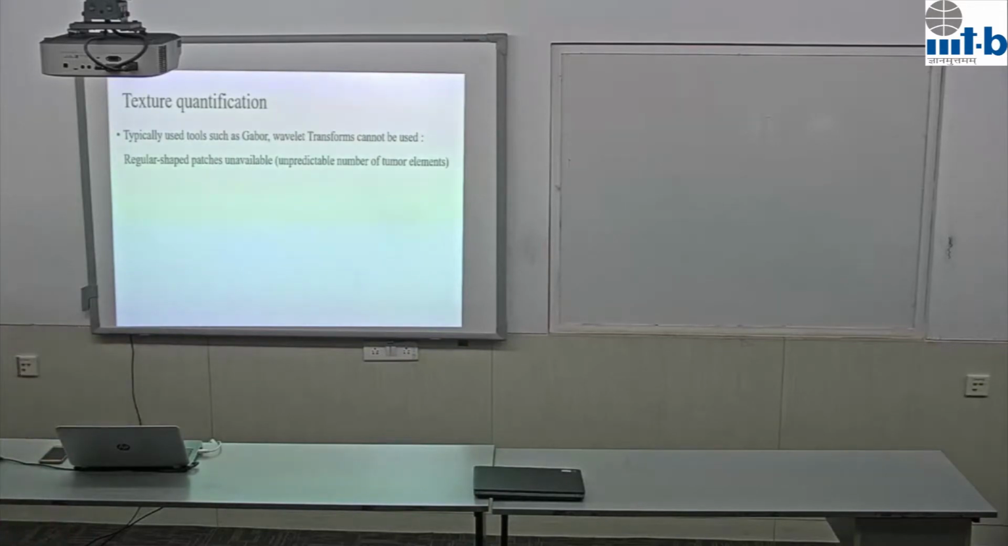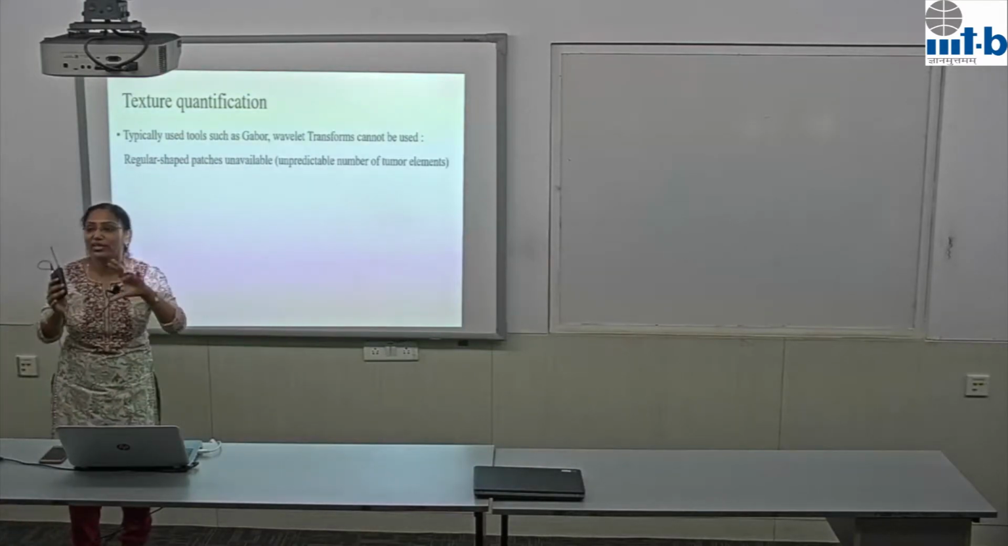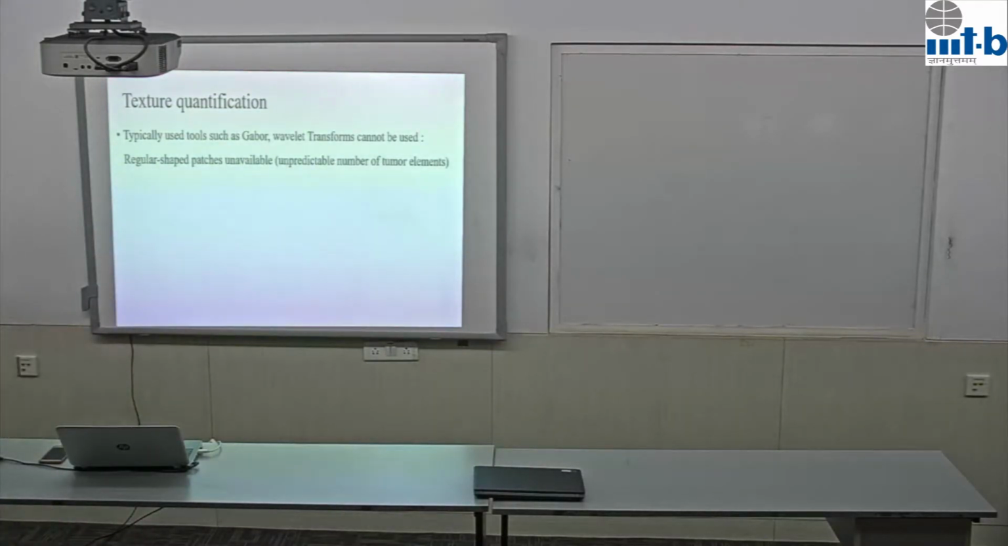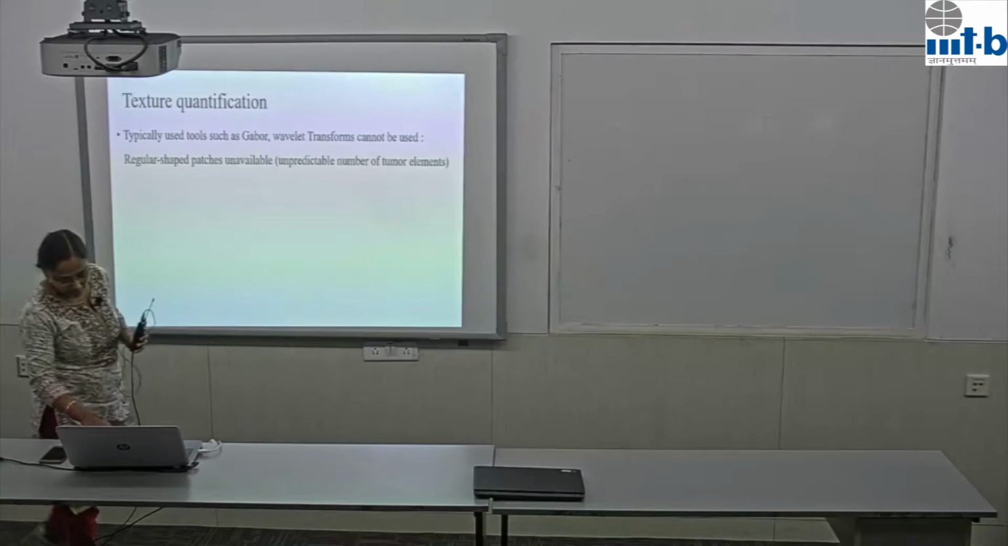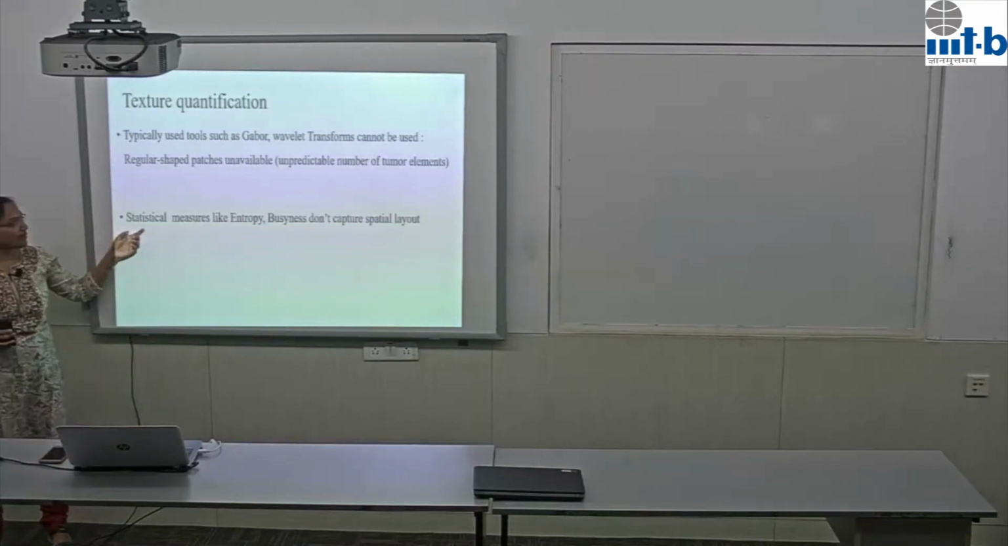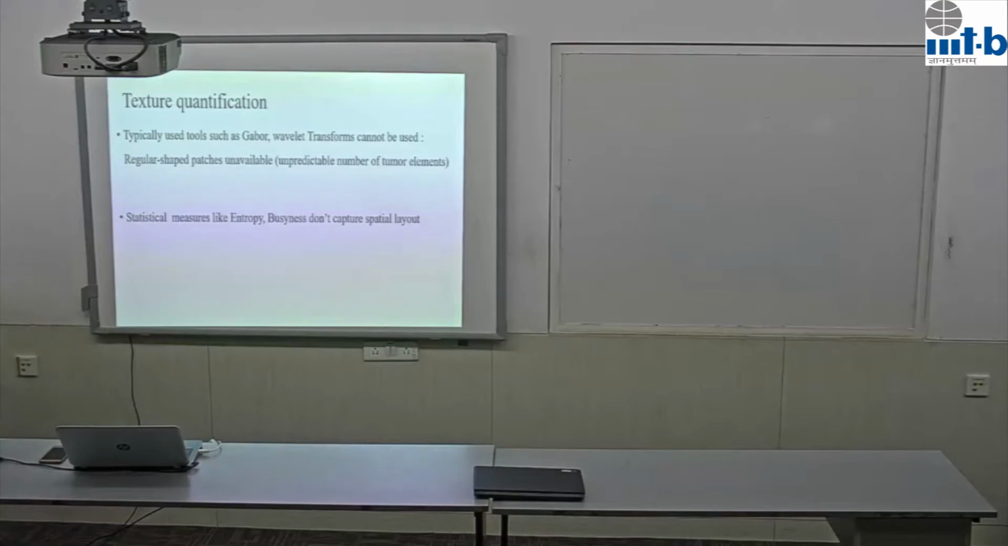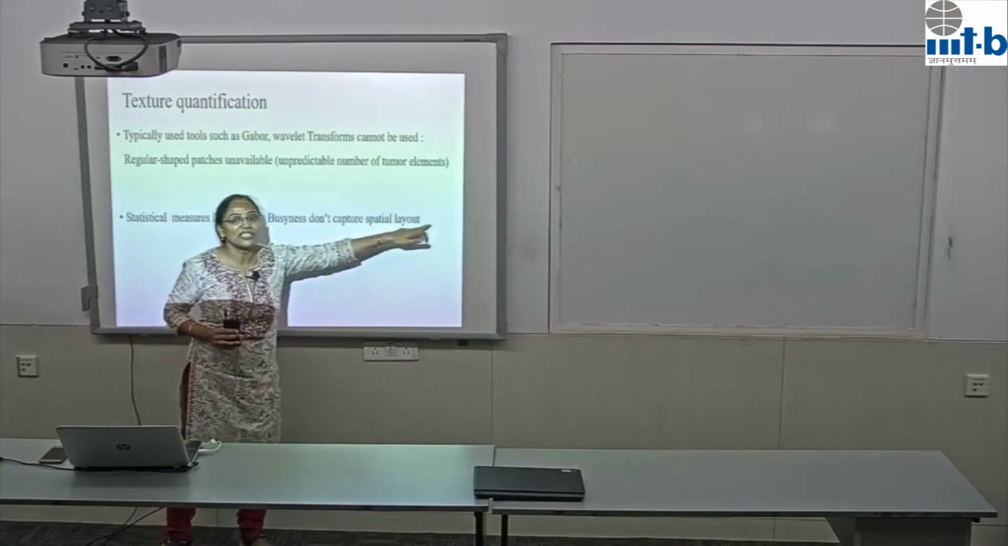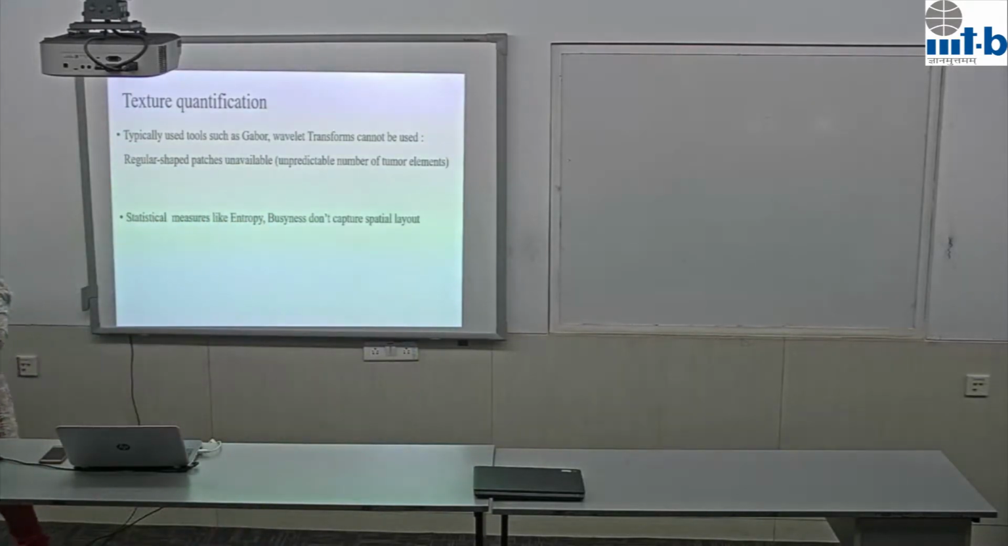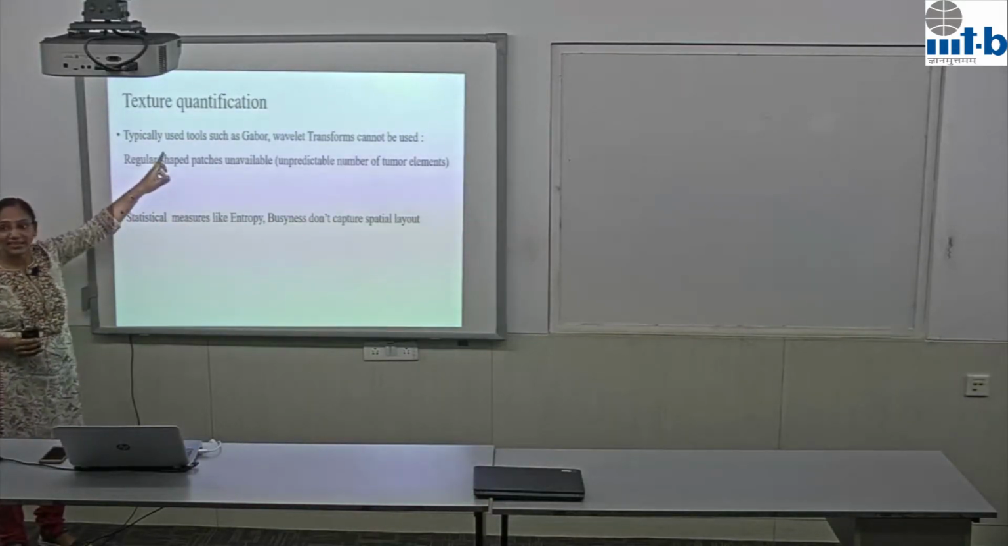Now texture quantification is not a challenge at all on natural images. There are several tools available for it, the Gabor filter banks, wavelet transforms. All these are possible because you can have a well-defined patch within which you can capture texture. You also have measures like entropy, busyness. Now these are statistical measures. They don't capture the spatial layout of your data points. It's as if they were all 1D points spread out and you're capturing those. So we know this is not good enough and this cannot be done.